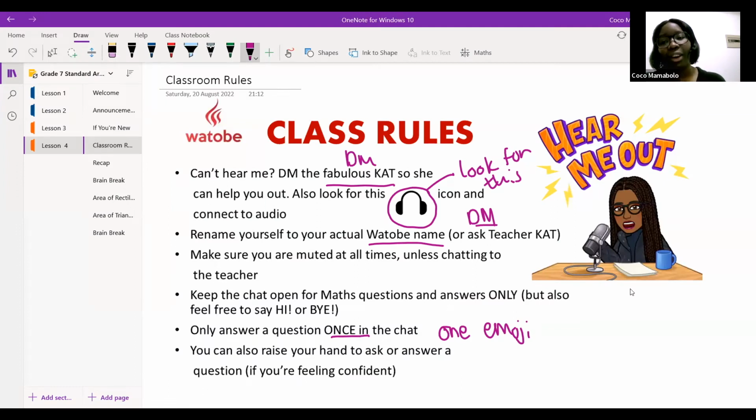Continuing with the area of rectilinear shapes. If you are a bit stuck and can't remember what we did in the last lesson, please go and have a look at the video of what we did on Wednesday. We are done with perimeter. We've moved on to area. And today we're going to do a quick recap of what we did.